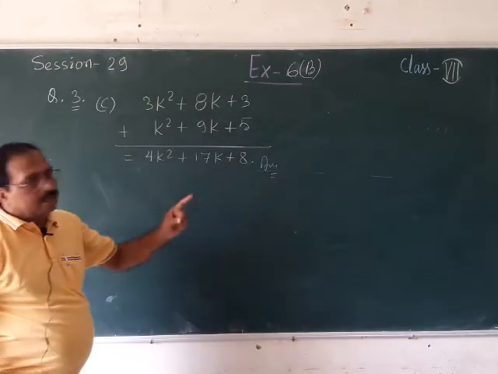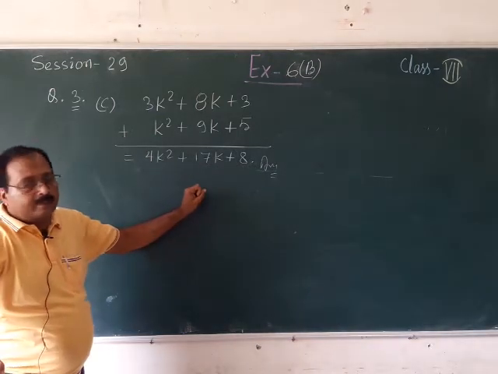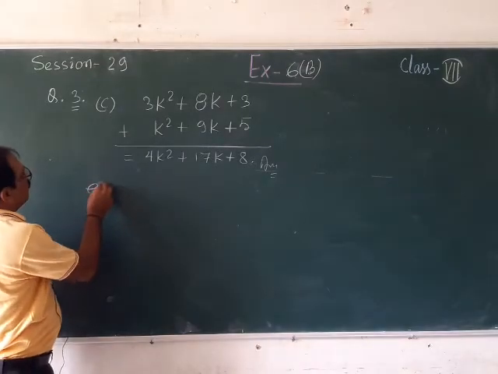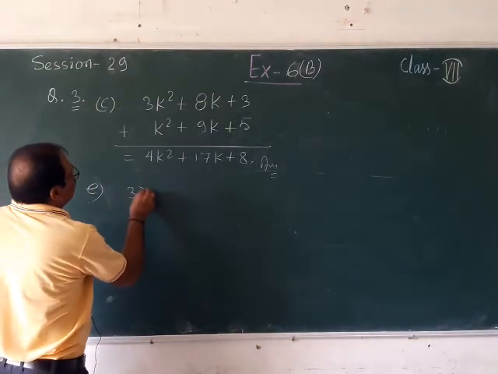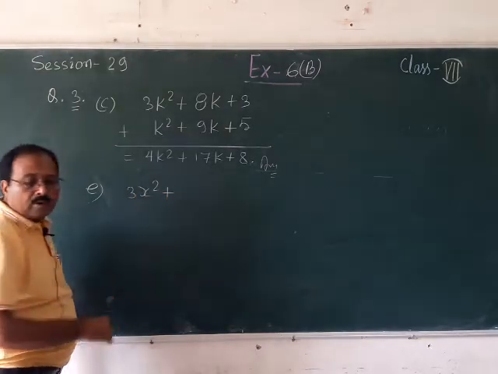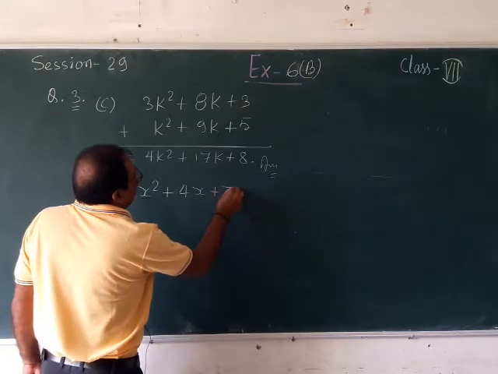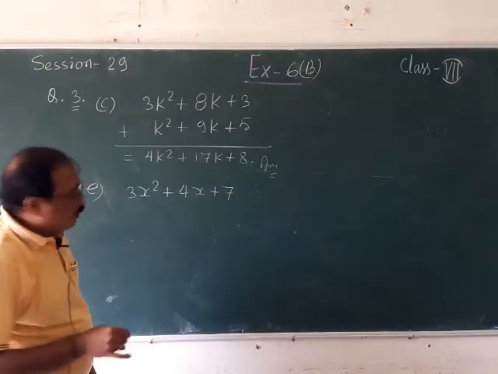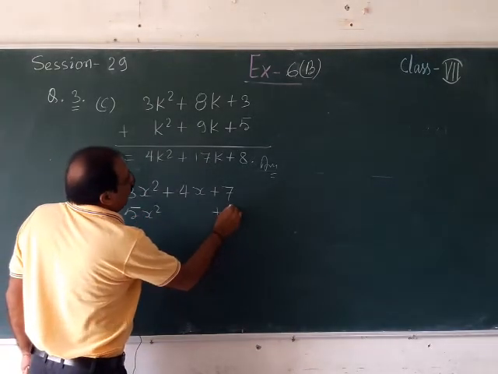So like that you can add. It looks like a very easy and simple method you can do by applying this method. One more question I am taking. Suppose E number: 3x square plus 4x plus 7. Then here 5x square plus 4. I can write 5x square plus 4 like that.